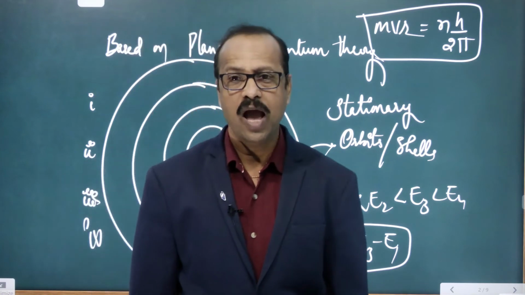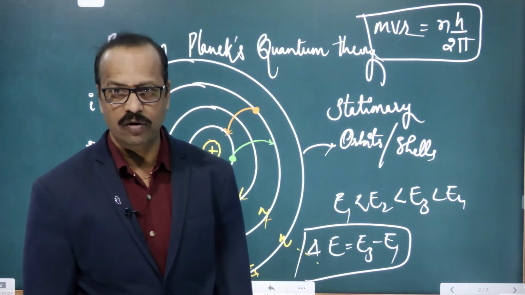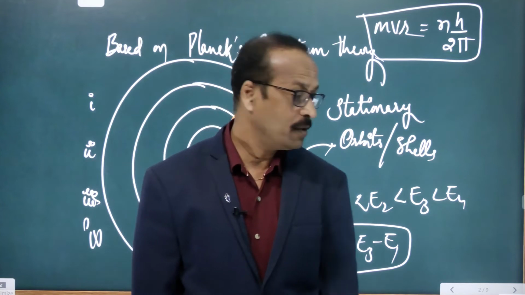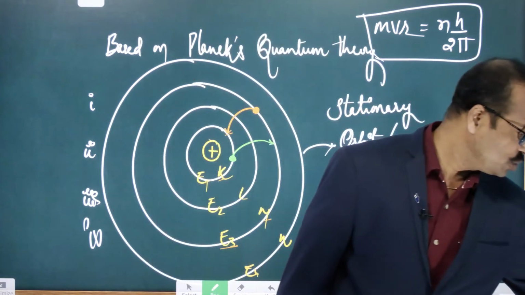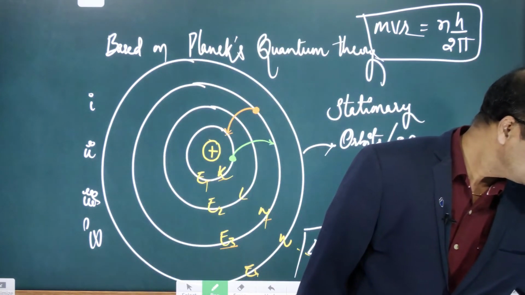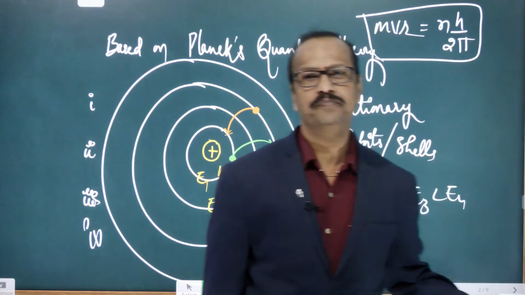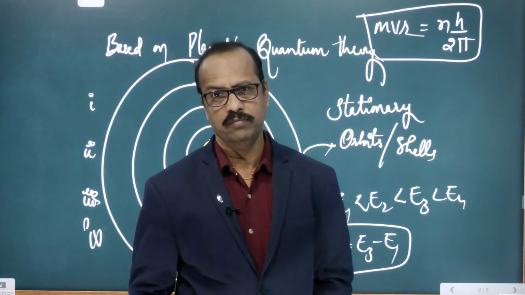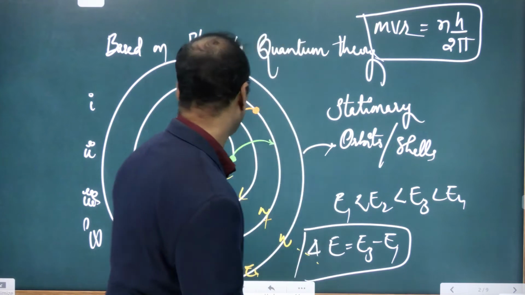Angular momentum. The angular momentum of an electron is equal to multiple integrals of h by 2 pi. Okay, so that is about Bohr's model. These are the 4 points. What are the 4 points?